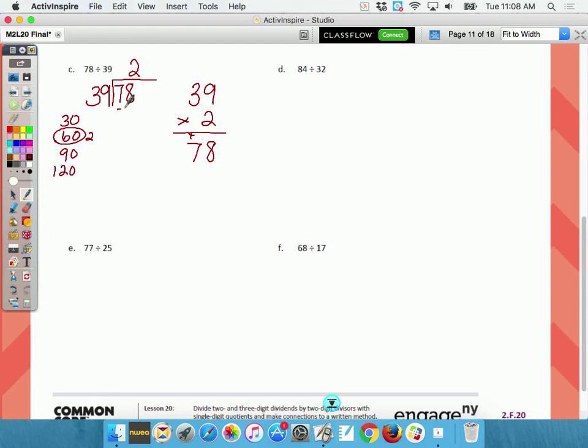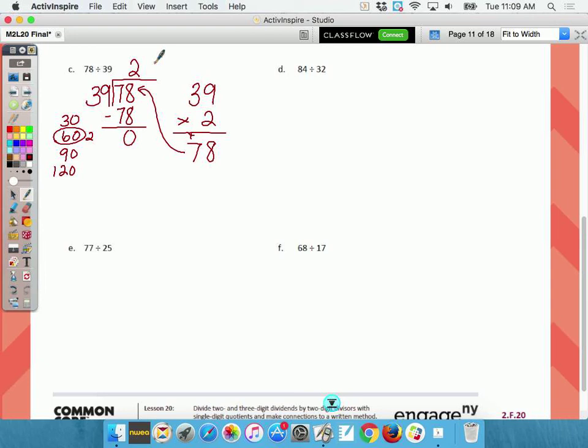So 78 actually works perfectly, doesn't it? Am I done checking the problem? Yes, I am. Some people write remainder 0, but I really see no reason to do that. It's a waste of time, waste of energy, not much energy. Waste of lead. Okay, let's do D.